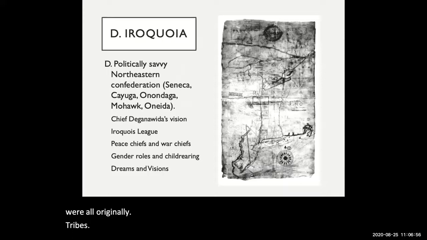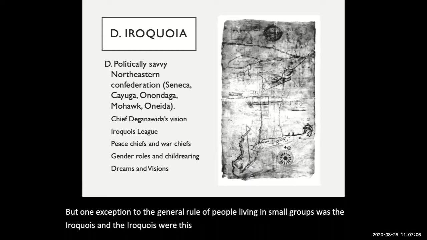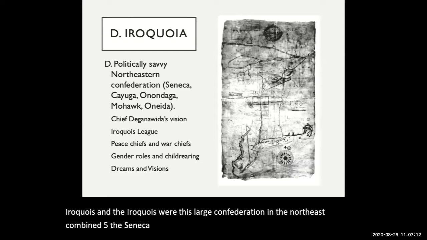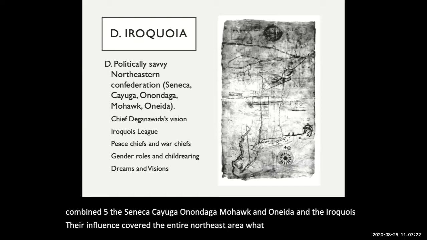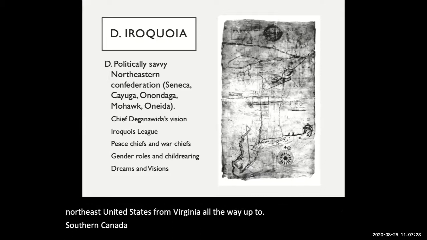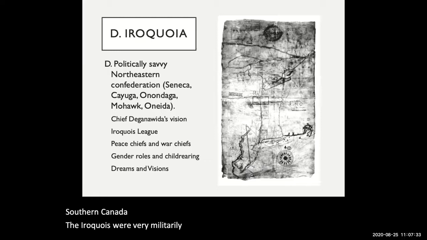But one exception to the general rule of people living in small groups was the Iroquois. And the Iroquois were this large confederation in the Northeast, combined five tribes, the Seneca, Cayuga, Onondaga, Mohawk, and Oneida. Their influence covered the entire Northeast area, from Virginia all the way up to Southern Canada. The Iroquois were very militarily strong and politically cohesive.